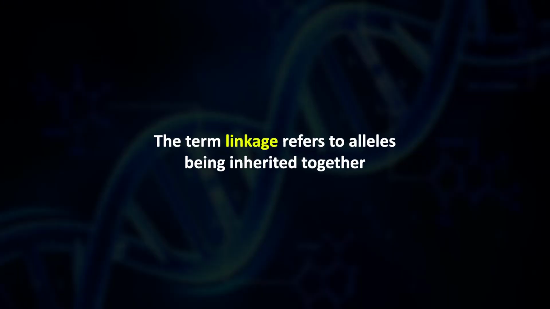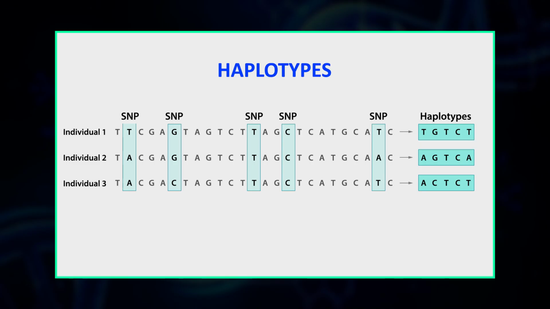The term linkage refers to alleles being inherited together. Two loci are said to be completely linked or in complete linkage if they are always inherited together. This can be true if the distance between them is very small. A block of alleles at loci that are linked is known as a haplotype. The frequency of recombination between two loci is referred to as theta or the recombination fraction.